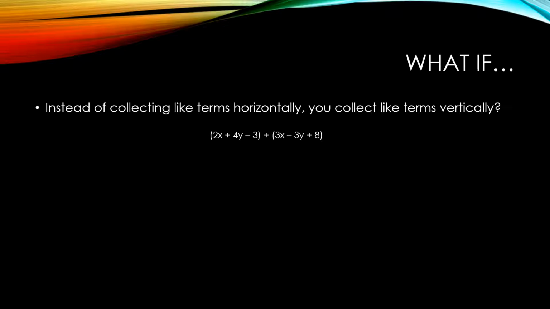Now what if, instead of collecting like terms horizontally, you collect like terms vertically? Remember when you used to do those standard addition or subtraction equations? It's the same idea here. You're taking all of the values from the first bracket and stacking them on top of the second bracket. Be very mindful that your x's are on top of x's, your y's are on top of y's, and your constants are matching up with the constants of the second bracket. Add the two values together and you will get the same answer as in our last example, which is 5x + y + 5.